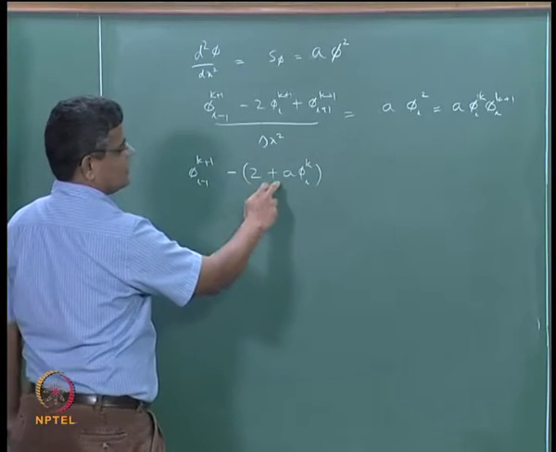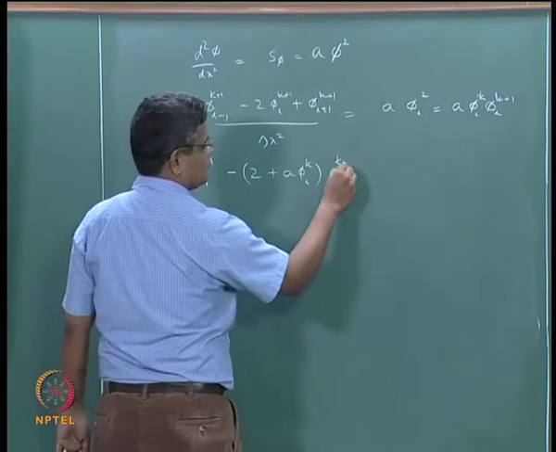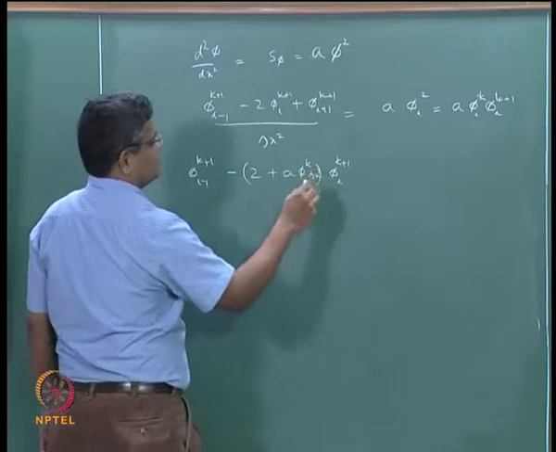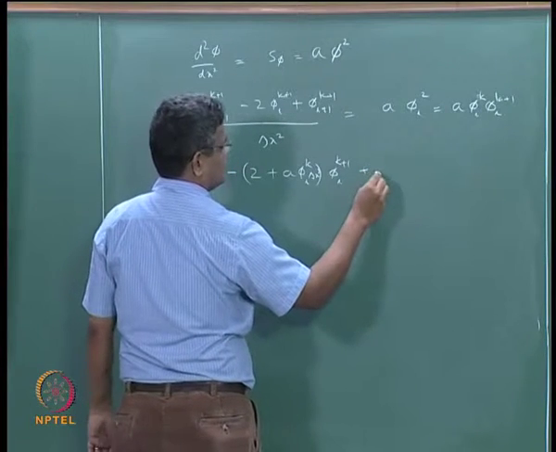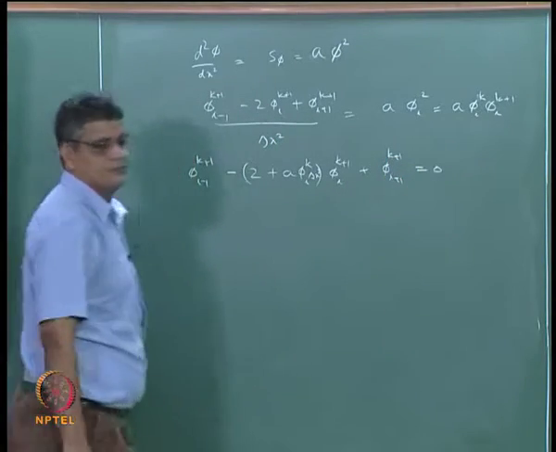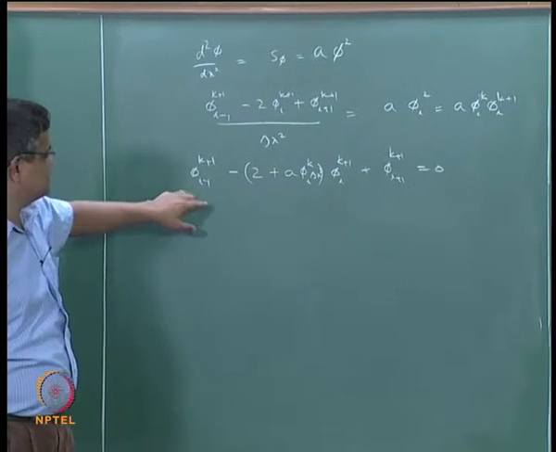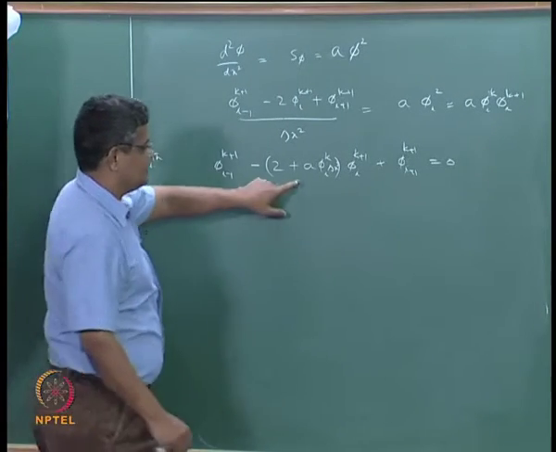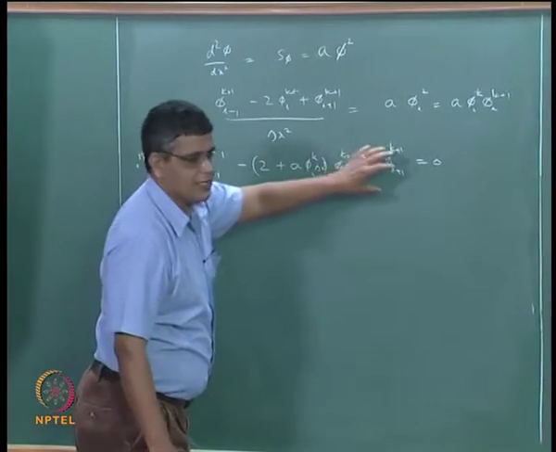Okay, so because I put this minus, this becomes phi I k plus 1 times, of course we have delta x square, plus phi I plus 1 k plus 1 equal to 0. So this is the resulting discretized equation, and you can see that this is for the ith term, and this is the diagonal coefficient, and these are the off diagonal coefficients.